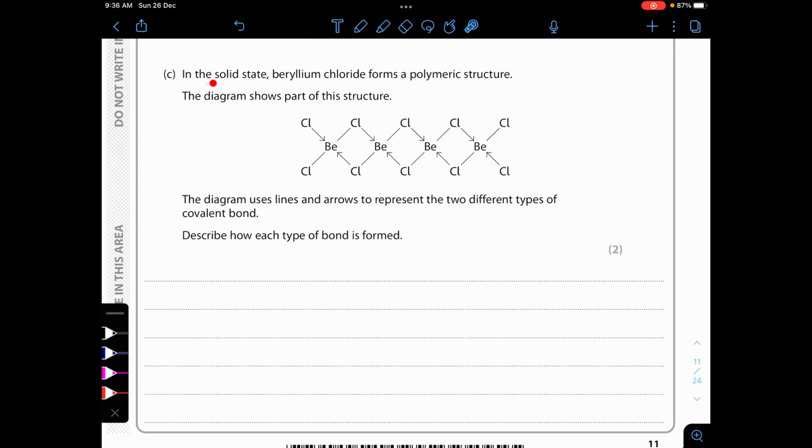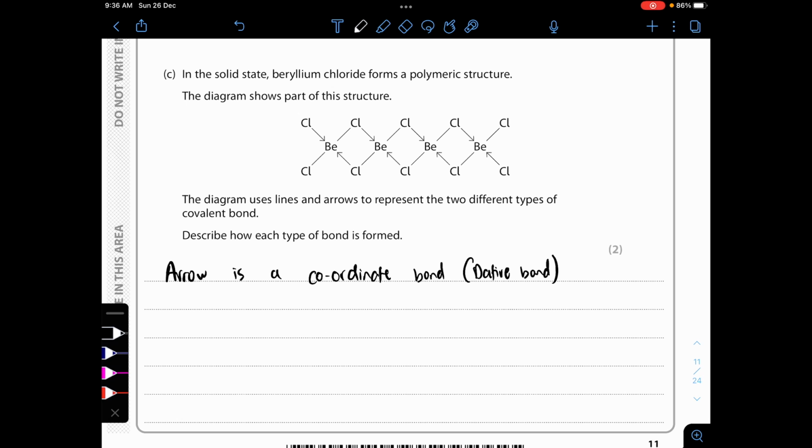In the solid state, beryllium chloride forms a polymeric structure. The diagram shows a part of the structure you can see over here. The diagram uses lines and arrows to represent the 2 different types of covalent bonds. So arrows are dative bonds, and our BeCl, this line, is our normal covalent bond. Describe how each type of bond is formed. Okay, this is pretty straightforward. All we have to tell is that the arrow is a coordinate bond or a dative bond, whichever you prefer.